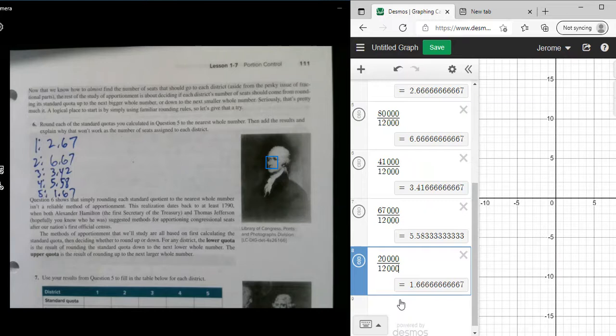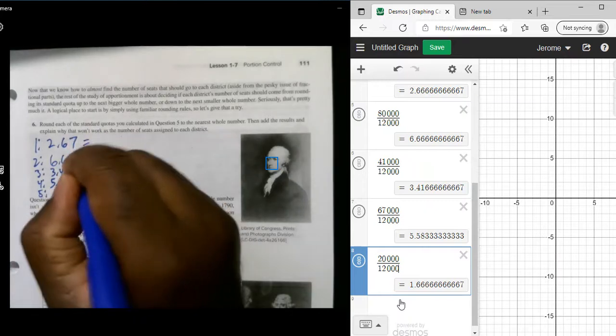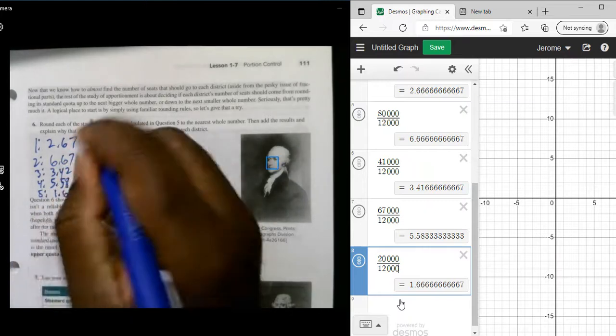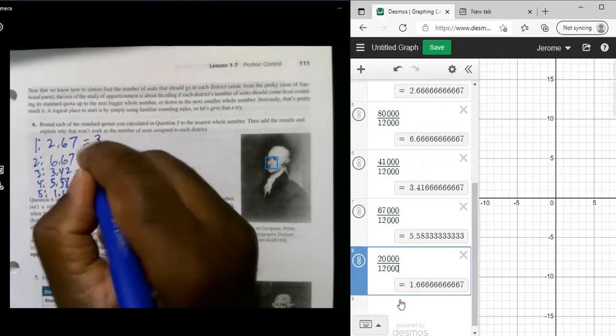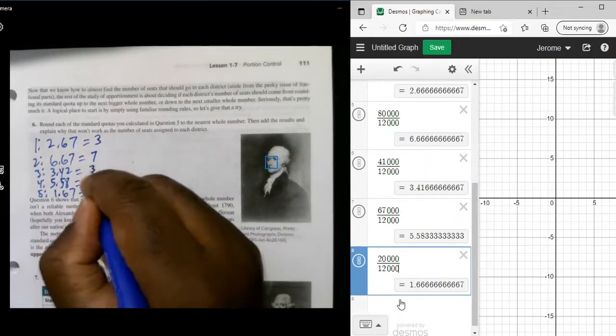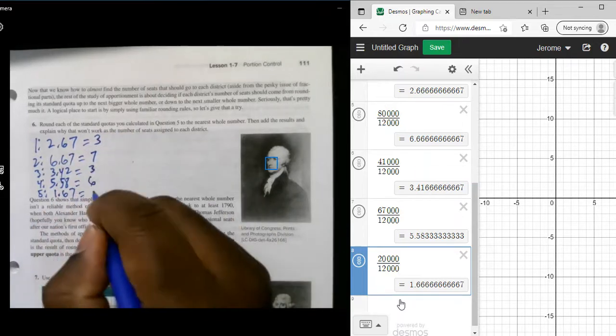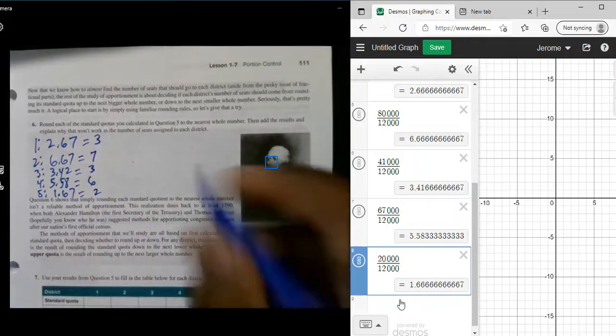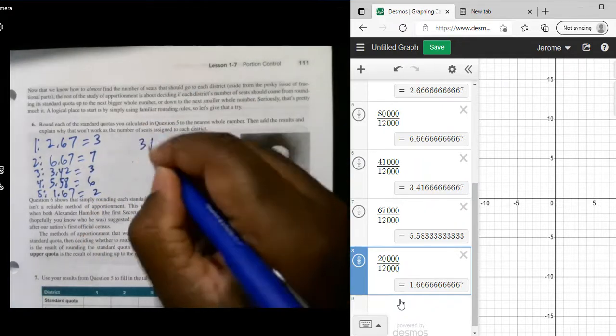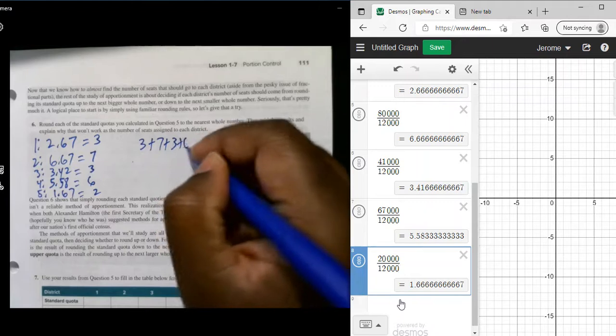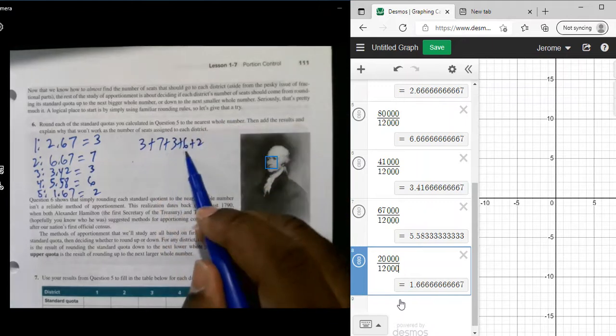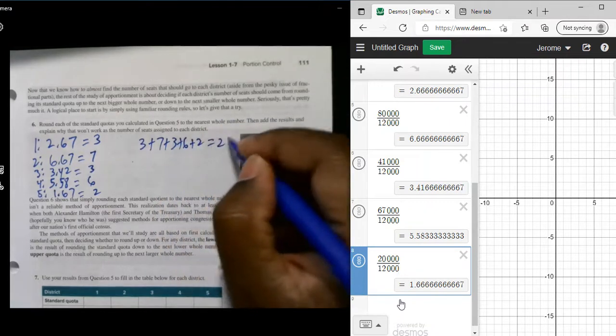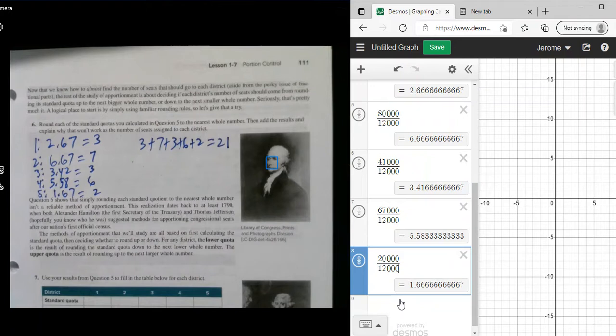Now they're asking us to round the standard quotas. So this rounds to 3, this rounds to 7, this rounds to 3, this rounds to 6, and this rounds to 2. So now we have to add. We add 3 plus 7 plus 3 plus 6 plus 2. So then this will give us 21. So now the problem here is we have too many seats.